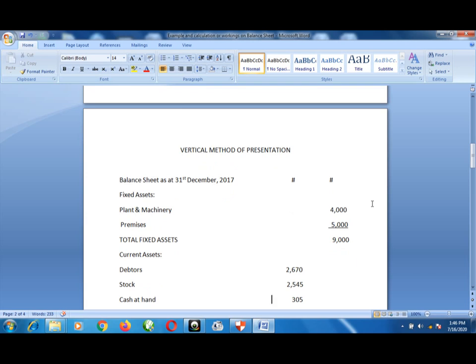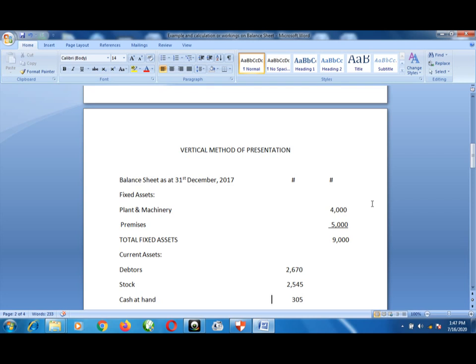Current assets. You are told that current assets are economic resources of a business that are easily changed or converted into cash or money. They are also known as circulating or floating assets that go around the business at the end of every year. Under current assets, we have debtors. The total fixed assets we have is 9,000 naira.